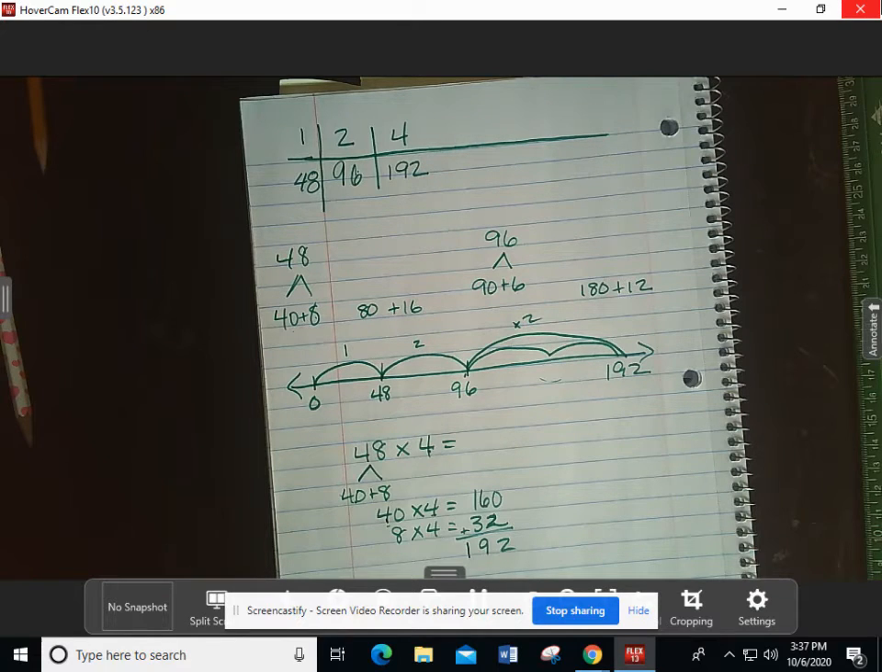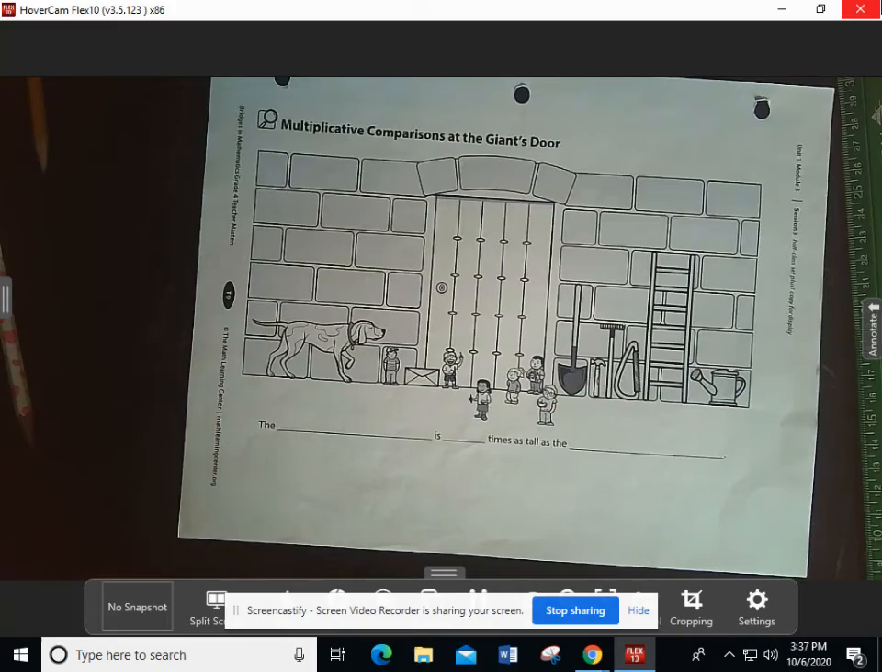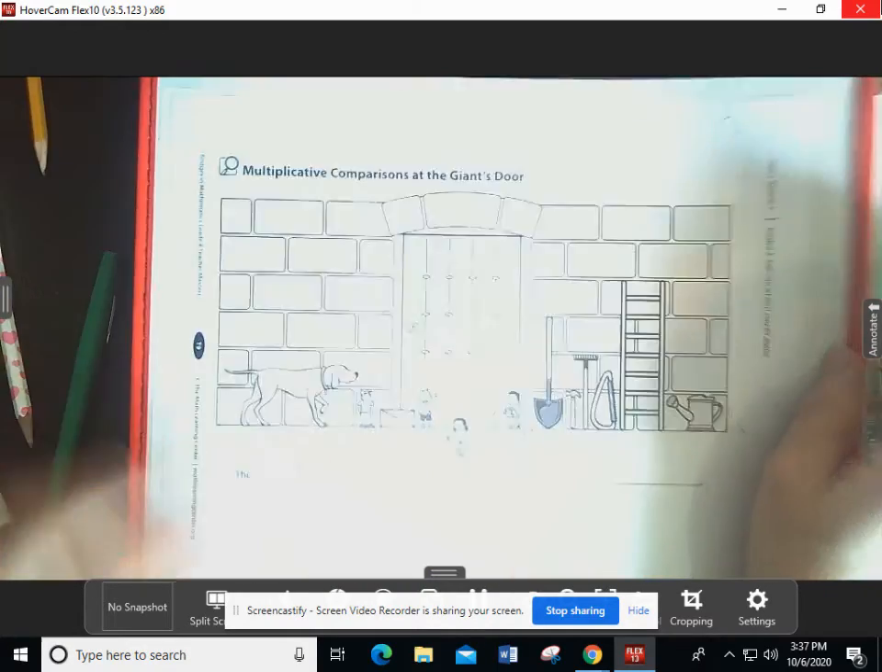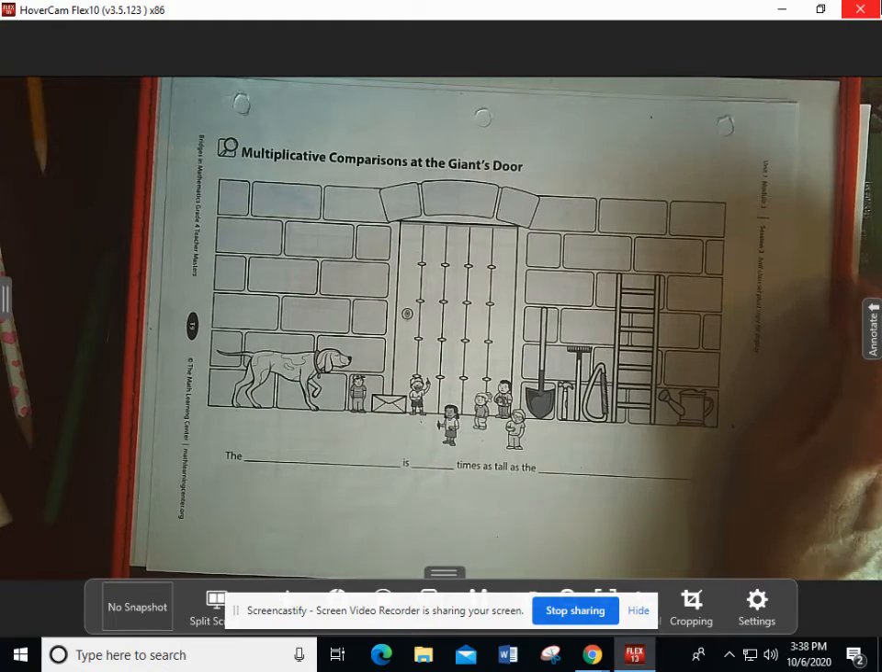Okay, so now we're going to move on to another picture. I do have a larger picture, and we're going to examine this picture first. This is my good copy, so I don't want to write on my good copy. I'm going to tuck it in my plastic again. Okay, so let's do some examining.